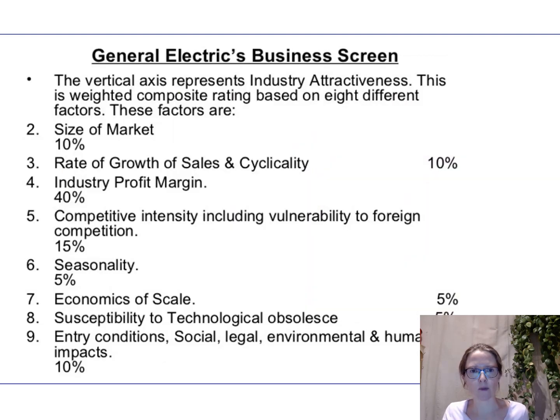So the vertical axis, as we saw, represents industry attractiveness, and this is a weighted composite rating based on 8 different factors, and those factors are size of the market, rate of growth of sales and cyclicality, industry profit margin, competitive intensity including vulnerability to foreign competition, seasonality, economies of scale, susceptibility to technological obsolescence, and entry conditions such as social, legal, environmental and human impacts.